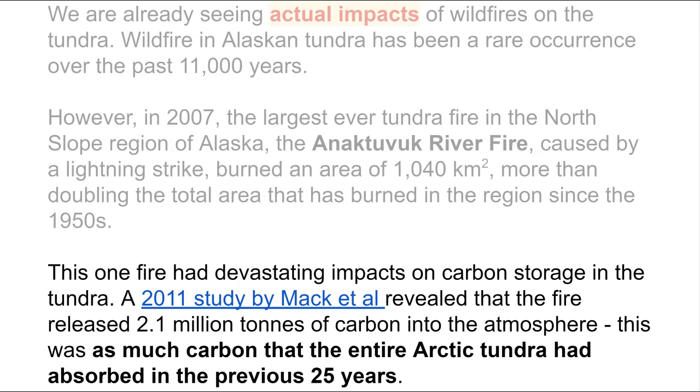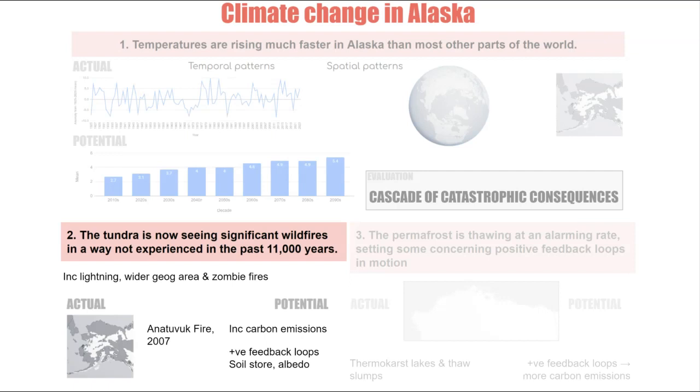Now pause and let that sink in for a moment. The Arctic tundra, like any natural ecosystem, takes in carbon as part of the process of photosynthesis and becomes a carbon store. In that one fire, the carbon that was released was equivalent to what was absorbed into the carbon store in the past quarter of a century, not just for Alaska, but for the entire Arctic tundra. And with figures like that, we begin to see why the Arctic is warming as quickly as it is, because that incredible amount of carbon released into the atmosphere has really significant impacts.